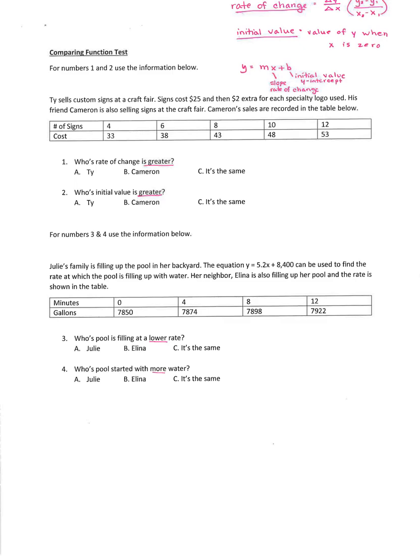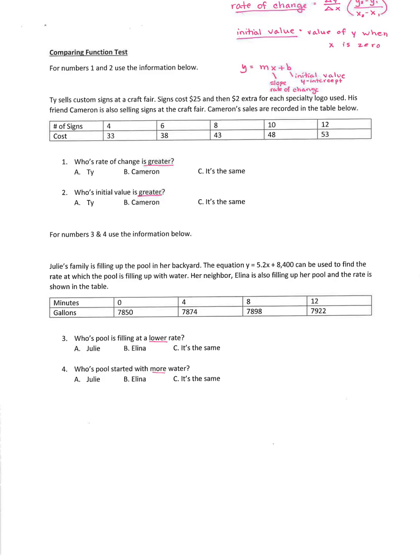Comparing functions test. Rate of change equals the change in y over the change in x, or y2 minus y1 over x2 minus x1. The initial value is the value of y when x is 0. Y equals mx plus b, where b is the initial value, or y-intercept, and m is the slope, or rate of change. For numbers 1 and 2, use the information below.